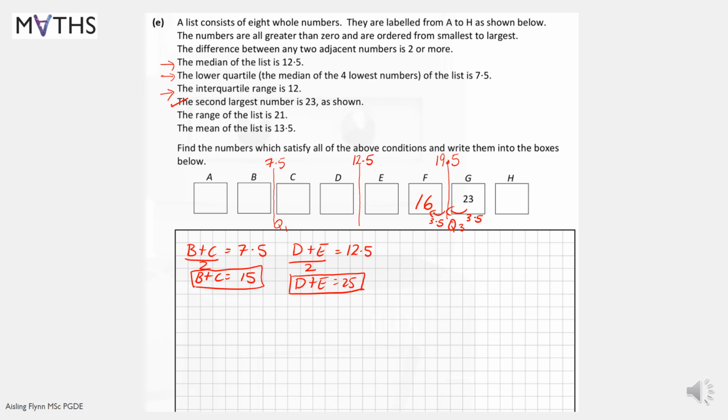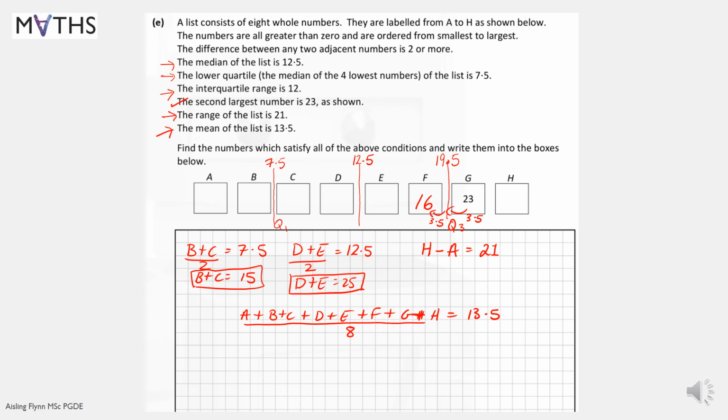We're told about the range. Okay. The range of the list is 21. Well, the range is the maximum H minus the minimum A is 21. So that may come in useful. Alright. And then the last piece of information is the mean. Now the mean is when you add them all up. So let's write that down. A plus B plus C plus D plus E plus F plus G plus H, all divided by 8 equals 13.5.